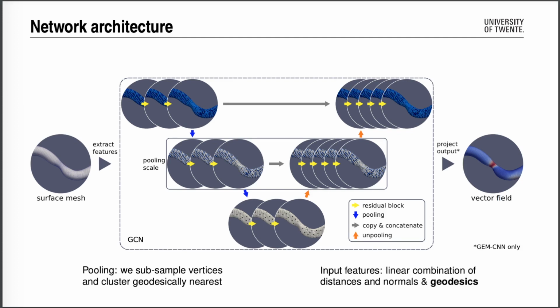Additionally, we supply the network with the notion of geodesic distance to the artery inlet. This is necessary since otherwise no blood flow direction could be inferred from the geometry.